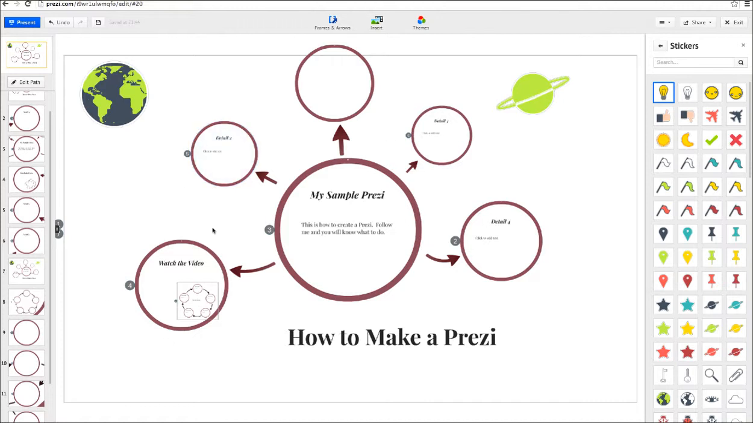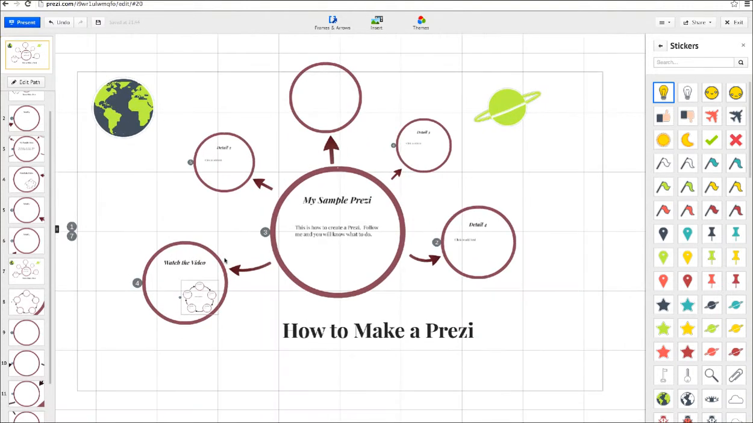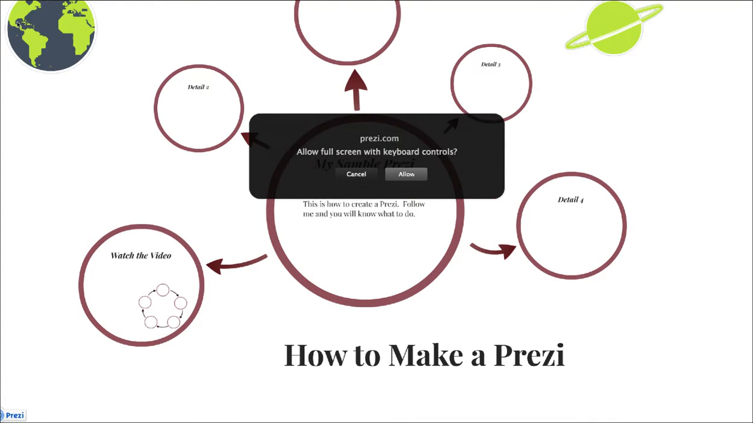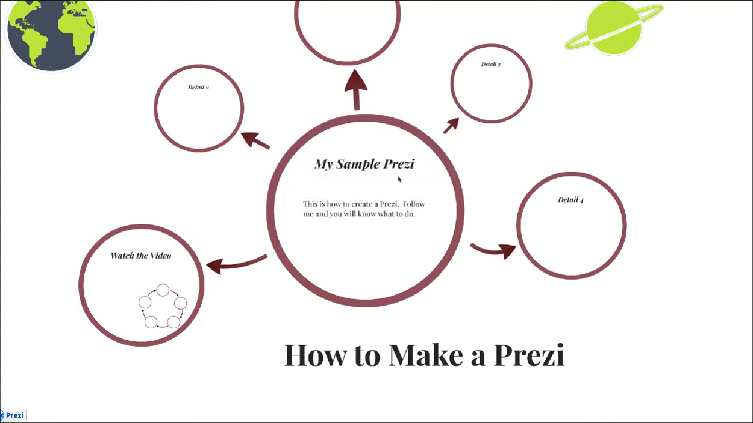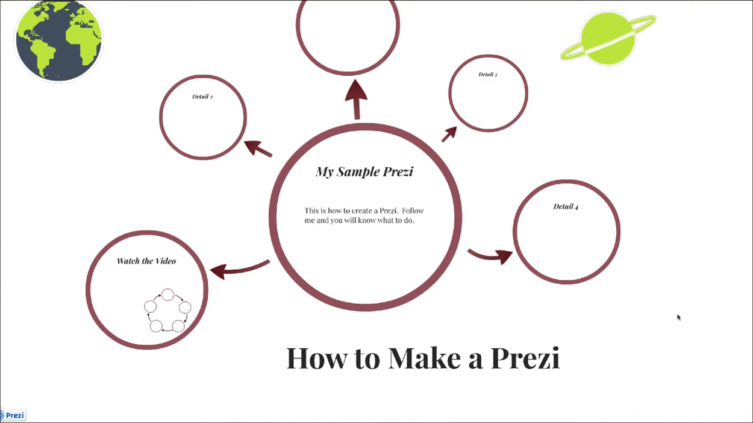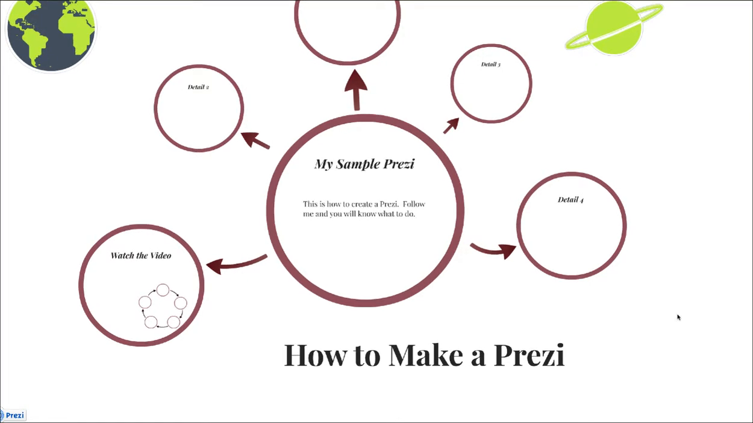And then what happens when it's time to actually see your Prezi in action, we'll go to the present button, and it will say, do you want to allow full screen? That's fine, we can do that. And every time I click, it's going to go to that next number in the sequence. So it started off at 1. Now remember, 2 was dead center.